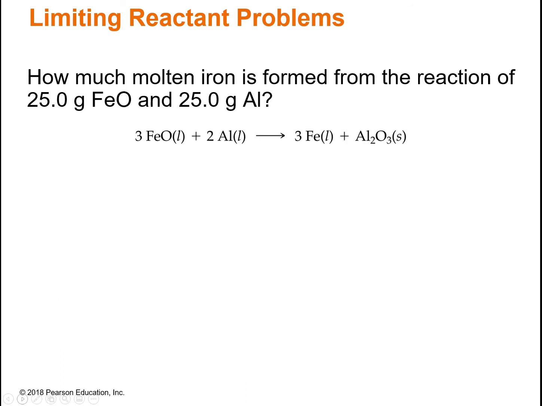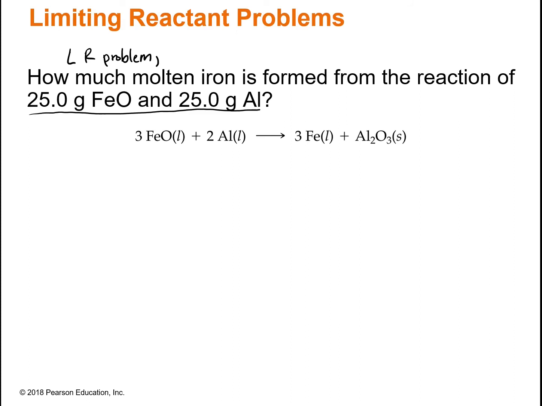Let's try a problem. How much molten iron is formed from the reaction of 25 grams of iron 2 oxide and 25 grams of aluminum? Since we're seeing 2 reactants here, we're given 2 masses. That means that it's a limiting reactant problem. So we need to know that. We also need to know what type of problem it is in terms of the calculation we need to do to figure out how much product we make.